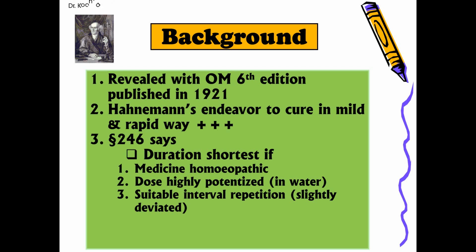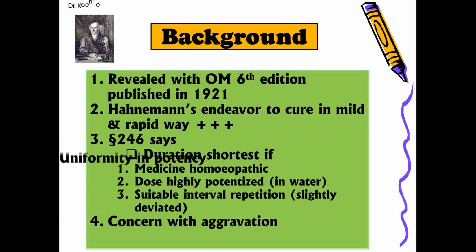Nowadays there are some persons who have some centers which potentize up to 60 also. But in centesimal what is happening? You give 6, then you give straightway the next, 30. After 30, no stop, 200. After 200, no stop, straightway 1M. So in this way the gap is not slight, the deviation is substantial, but this was not known. So this is what is written in aphorism 246. Next point is slight deviation.